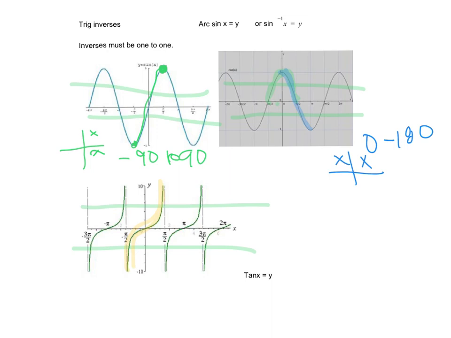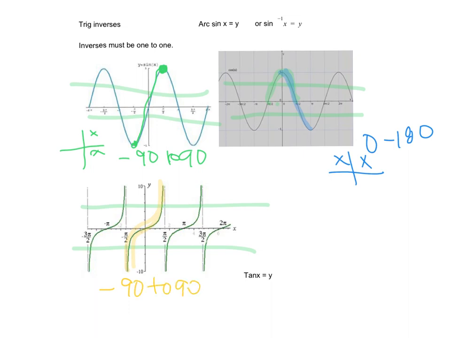Because the minute I jump back down to here and go past 90 and hit here, then this is no longer one-to-one. So for tangent, they chose the interval from negative 90 to 90, just like sine.